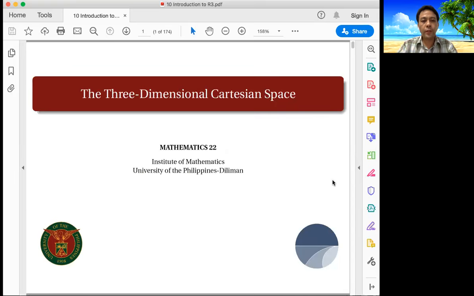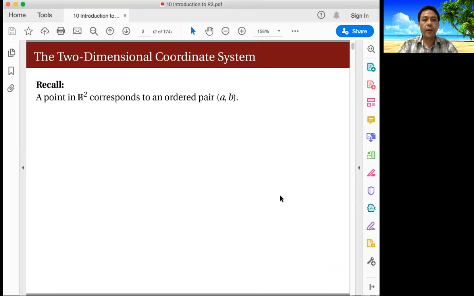So we will study the three-dimensional Cartesian space. Let us recall the two-dimensional coordinate system. This is the plane that we are working on for a long time. And when you have a plane, the point on the plane is determined by an ordered pair (a, b). So how do we plot the point (a, b)?